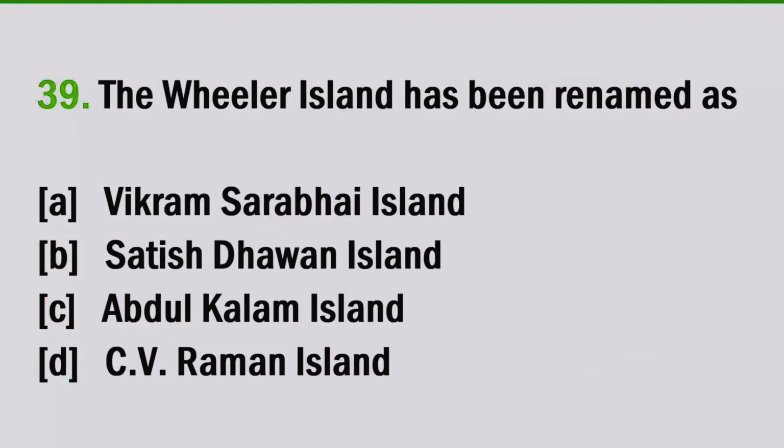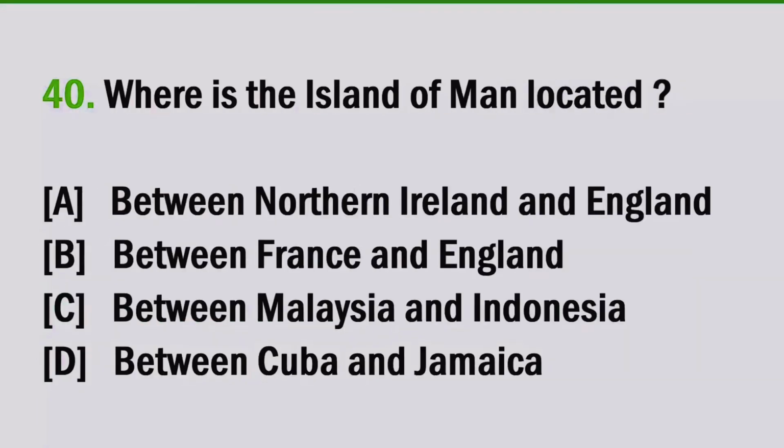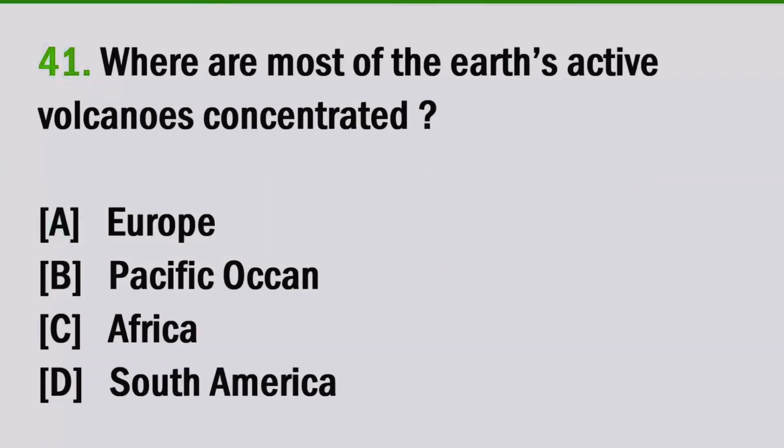The Wheeler Island has been renamed as? Answer C. Abdul Kalam Island. Where is the Isle of Man located? Answer A. Between Northern Ireland and England. Where are most of the Earth's active volcanoes concentrated? Answer B. Pacific Ocean.